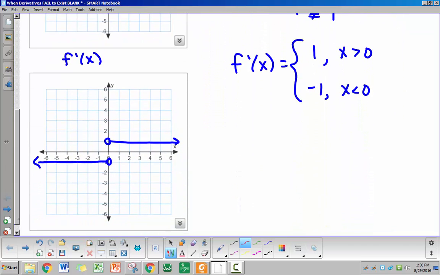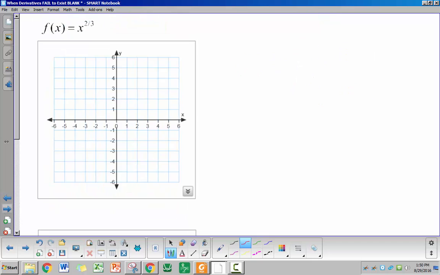Now let's look at the next graph. The next graph is going to be f of x equals x to the 2/3. That's a power function, isn't it? You remember what it looks like in the first quadrant if it's to the 2/3? It looks like, not like a parabola, but a square root. And if you plug in 0, you get 0, and then you plug in 1, you get 1. And then it looks like that in the first quadrant.